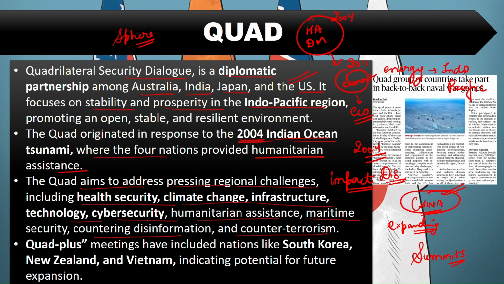The important thing here, we are talking about Quad Plus. Quad Plus, the meetings here have included other nations also. So what are these other nations? They are South Korea, New Zealand, Vietnam. So these are the 3 nations that come in the Quad Plus and they become part of the meetings. So there is potential that it might further expand also in future.